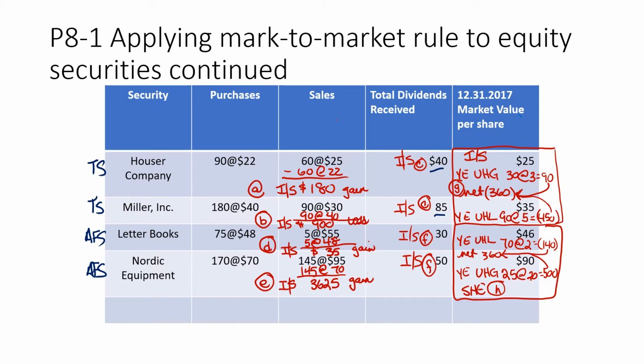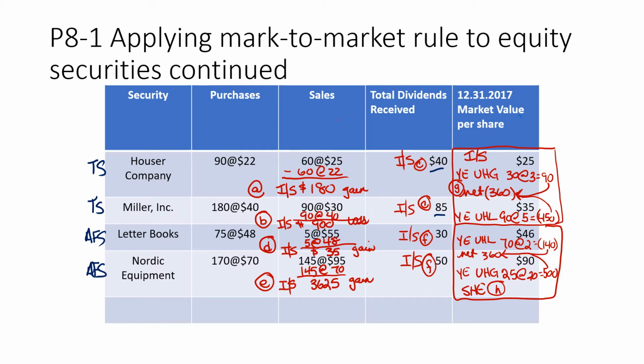So for trading securities, that shows up on the income statement, we had an unrealized holding loss of $450 and an unrealized holding gain of $90, so it netted to an unrealized holding loss of $360. $450 minus $90. So that's it for trading securities. But what about available for sale securities? They're treated differently, aren't they?